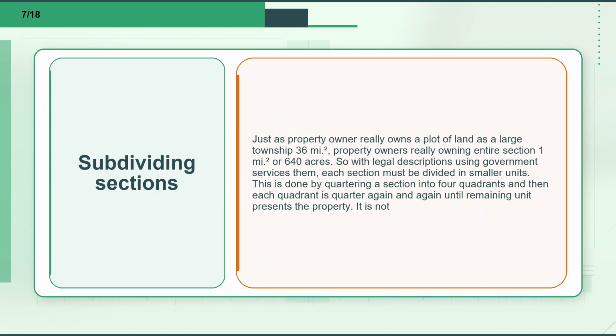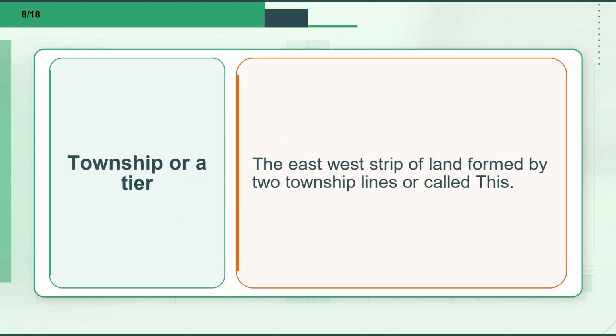Flashcard 7. Term: subdividing sections. Definition: just as a property owner rarely owns a plot of land as large as a township, 36 square miles, property owners rarely own an entire section, 1 square mile or 640 acres. So with legal descriptions using the government survey system, each section must be divided into smaller units. This is done by quartering a section into 4 quadrants, and then each quadrant is quartered again and again until the remaining unit represents the property.